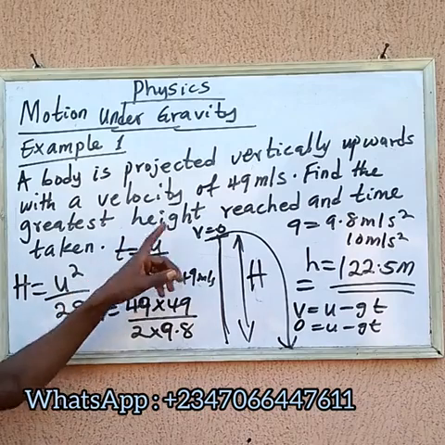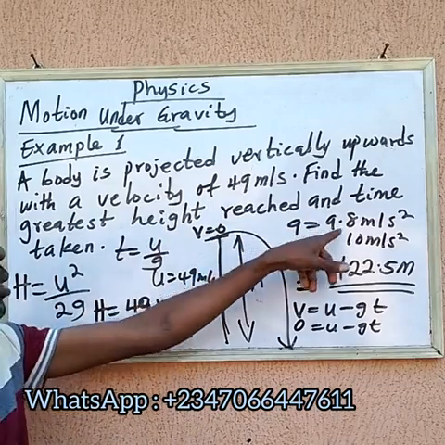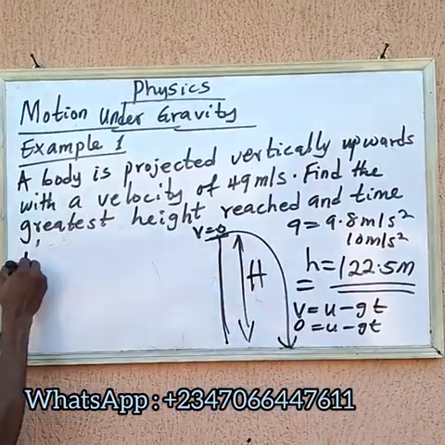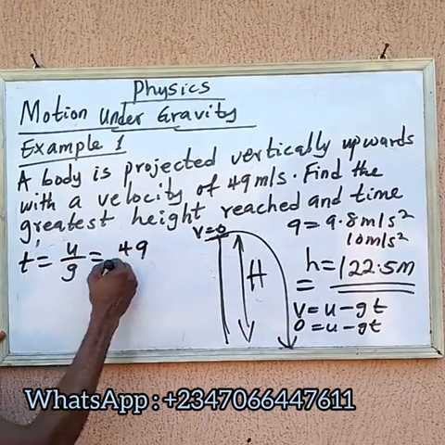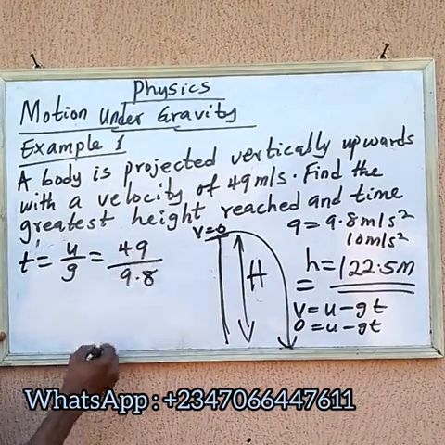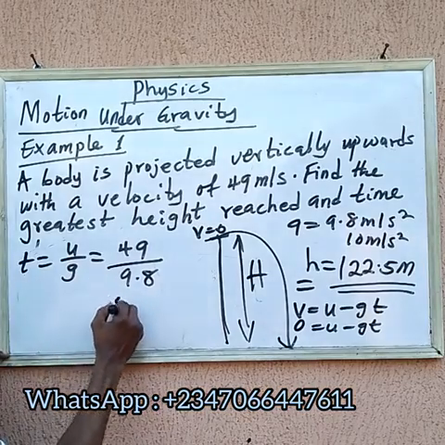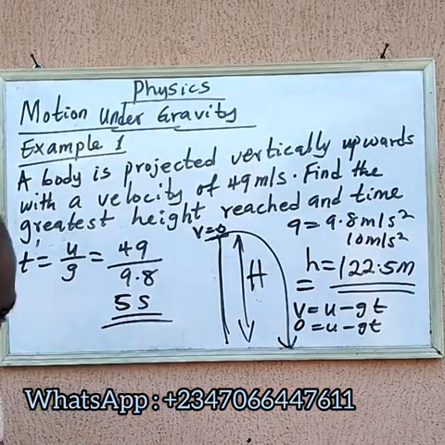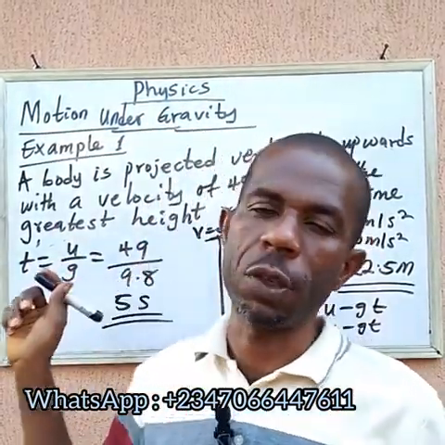So just divide your 49 by the value for acceleration due to gravity, 9.8. Your t equal to u over g becomes 49 all over 9.8. 49 divided by 9.8 will give us 5 seconds. So the answer is 5 seconds. This is very easy. This one is just the easy part of this question.